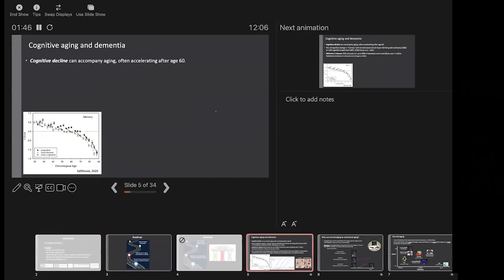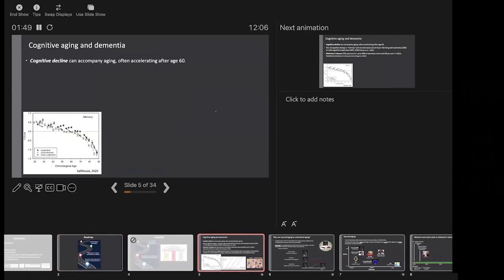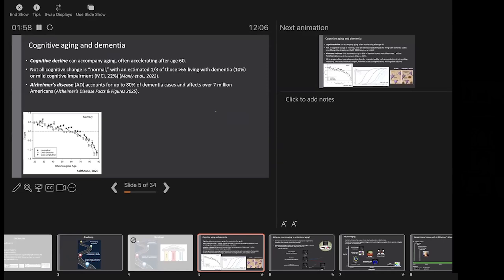Okay, so to start with a little bit of background, aging is often accompanied by some degree of cognitive decline, which often accelerates after the age of 60 or 65. However, not all cognitive change with age is normal. It's been estimated that 1/3 of adults over the age of 65 have either dementia or mild cognitive impairment, which can often be a precursor stage to dementia. Now, dementia is caused by various different diseases, the most common of which is Alzheimer's disease, which accounts for up to 80% of dementia cases and currently affects over 7 million Americans.